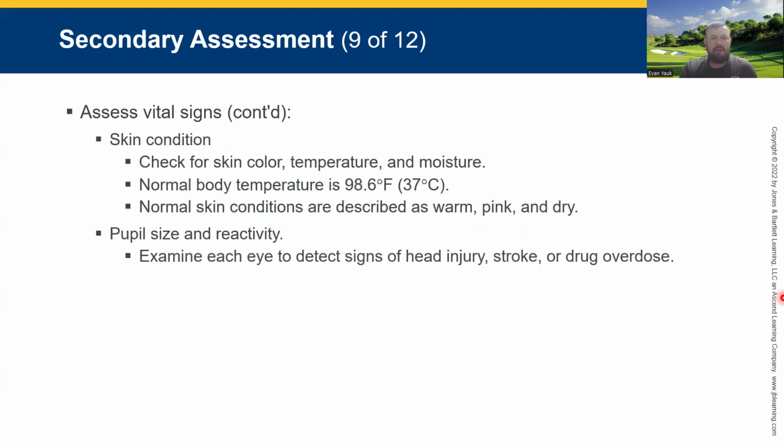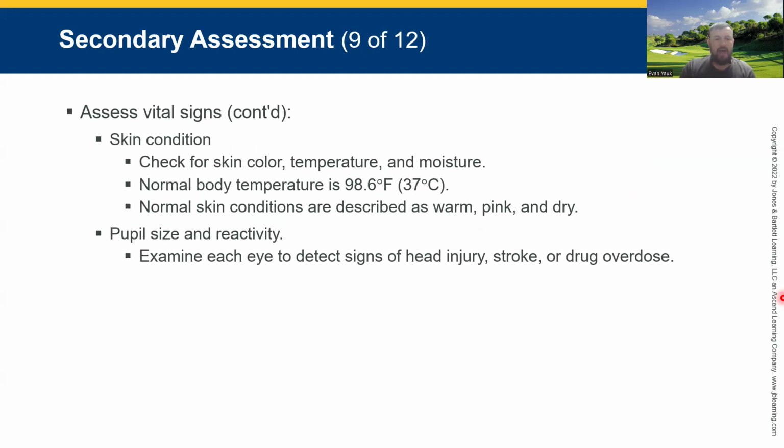Skin conditions. You've heard me already say this multiple times. Check skin color, temperature, and moisture. We want warm, pink, dry. That's what we want. That's not what we always get. Normal body temperature is 98.6. Normal skin conditions are described as warm, pink, dry.